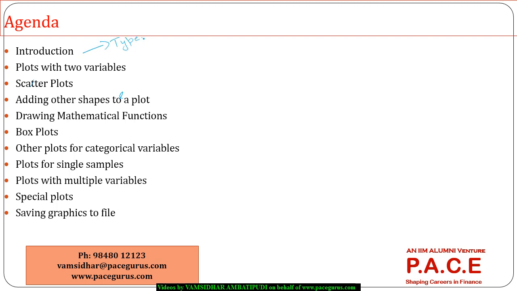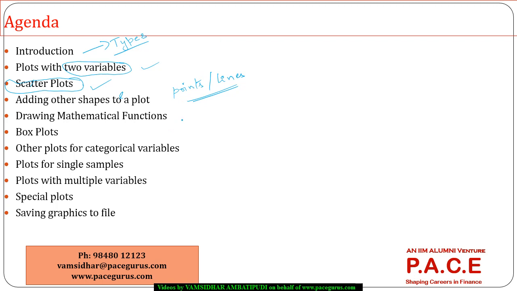we can look at. So if I have two variables, what are the different kinds of plots I can do? Wherein I would be talking about one of the most important plots, the scatter plot. Now once I have done a scatter plot, how do I add different kinds of shapes to the plot? Right, coming out with different kinds of points, different kinds of lines. How can I add all those things to the base plot that we have done?